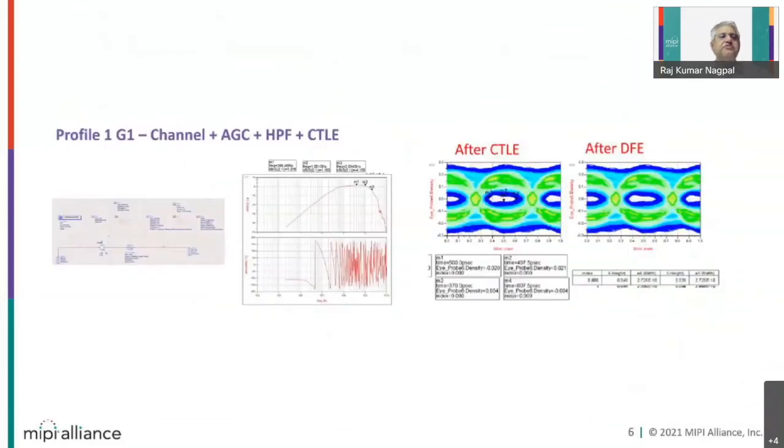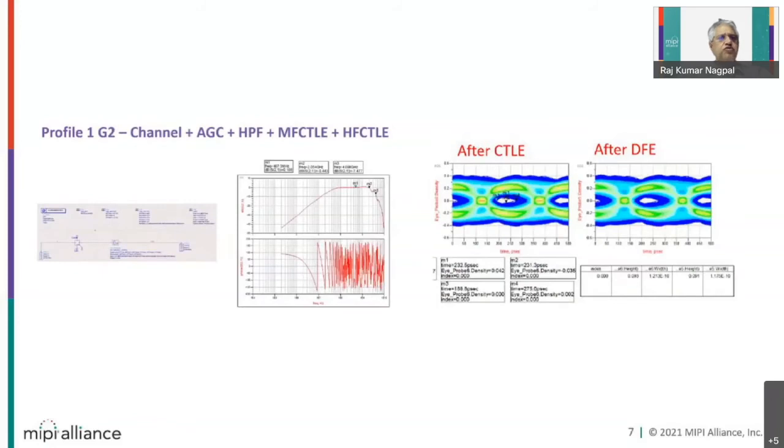So this is like a profile one, gear one, an eye diagram before and after CTLE, after DFE, and then this is your analog front end band pass filter, which is generally tuned based on your requirements. I mean, you can make it tunable or you can make it fixed. It's your implementation. And by the way, both are possible. So this is gear one implementation.